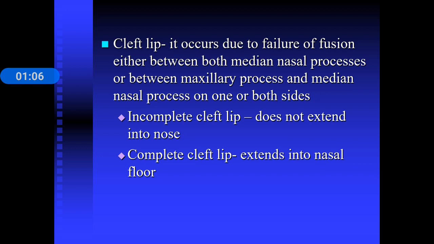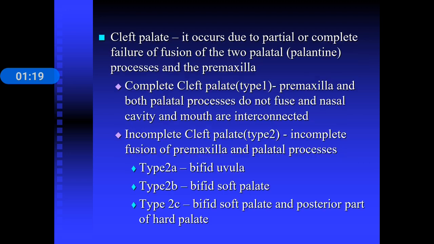It is of two types: the incomplete cleft lip and the complete cleft lip. In the incomplete type, it does not extend into the nose or nasal cavity. In the complete type, it extends into the nasal cavity. Now, cleft palate occurs due to partial or complete failure of fusion of the two palatal processes or palatal shelves and the premaxilla.